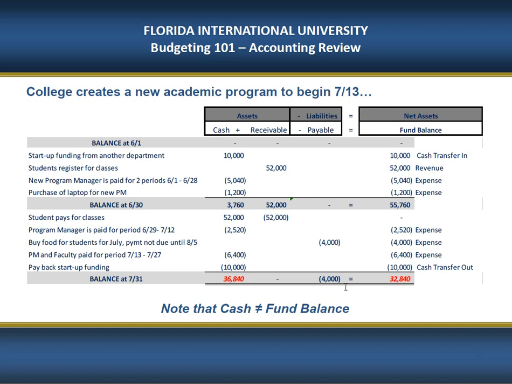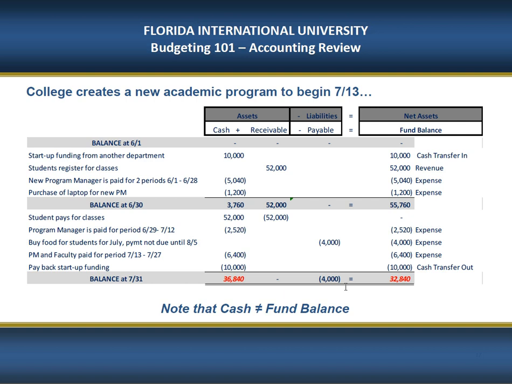Now the reason that these two numbers, the $36,840 and the $32,840, are in red is because I want to highlight a very important concept here. Cash balance does not equal fund balance. Now at FIU, sometimes what happens is that we equate fund balance with cash. So when we're looking to see how much cash we have available at any given time, we just pick up the fund balance number. That is not necessarily the case. There's other things that affect fund balance, things that are generated through receivables and payables. So it may not always be the same number.